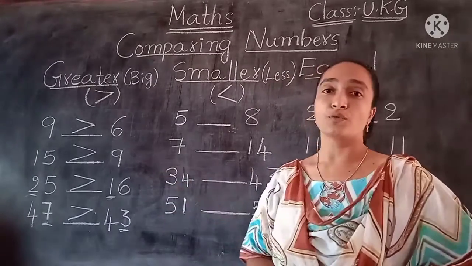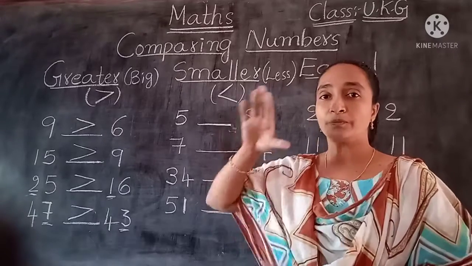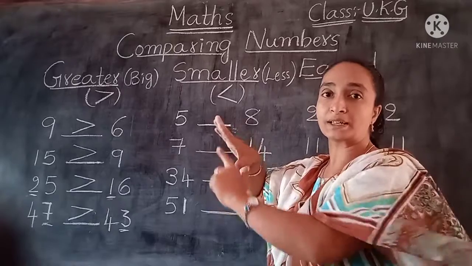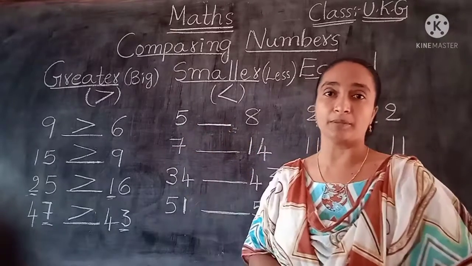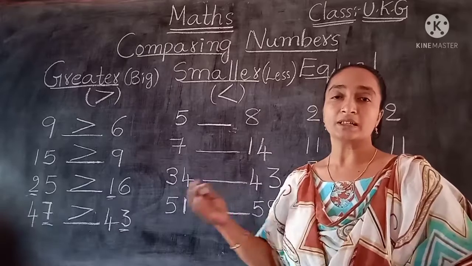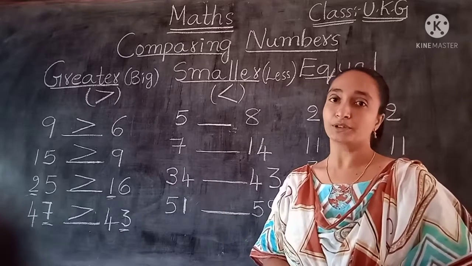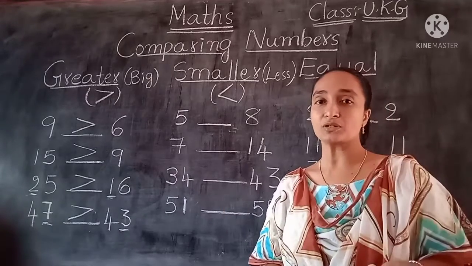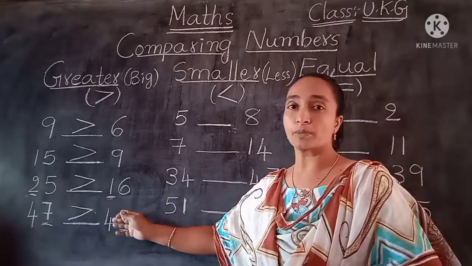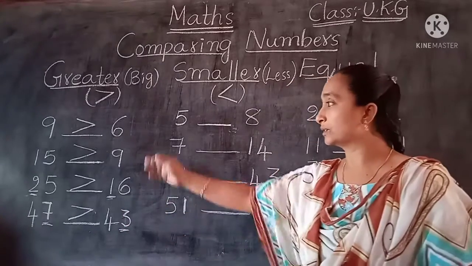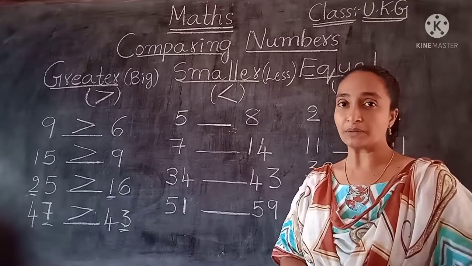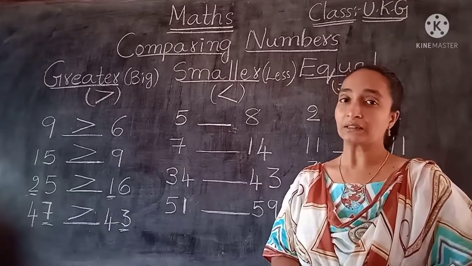So which side will be the bigger number? The mouth of the crocodile will open that side. So this open side will show the bigger number. Okay children. Now here, easily we can identify the bigger number, the greater number. We can call it a bigger number and we can call it a greater number also. So greater number or bigger number, both are the same. So this symbol we can call as greater than. So here we have completed the first topic, greater than.